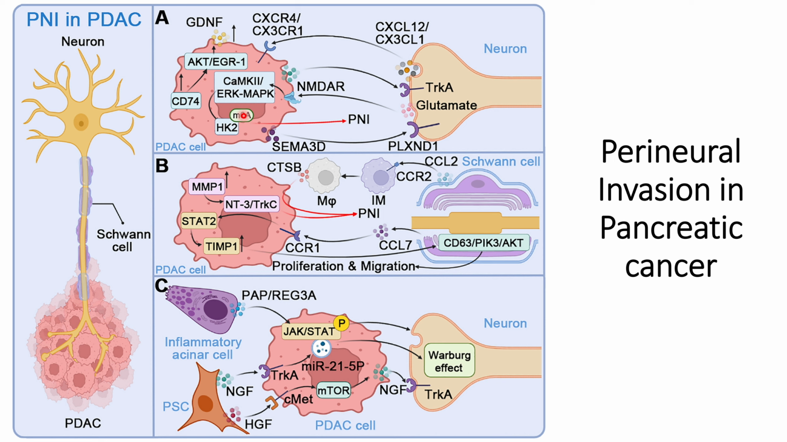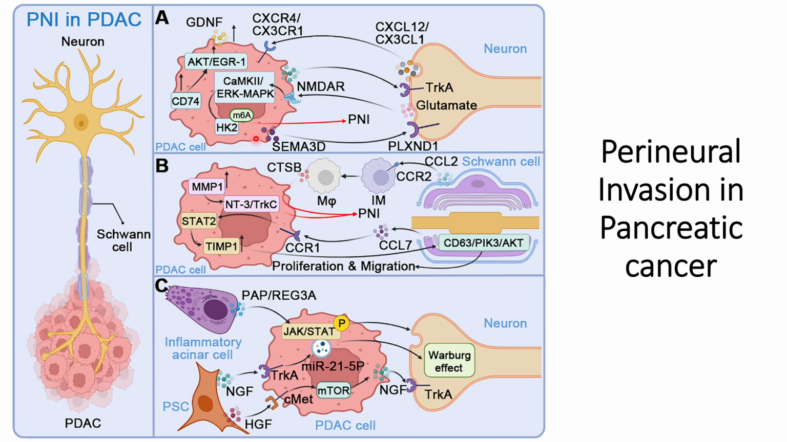Apart from this, there is upregulation of CD74 within the pancreatic cancer cells, which leads to upregulation of survival pathways, that is AKT or EGR1 pathways. That will cause GDNF cytokine release in the tumor microenvironment, and this also favors tumor invasion and migration.